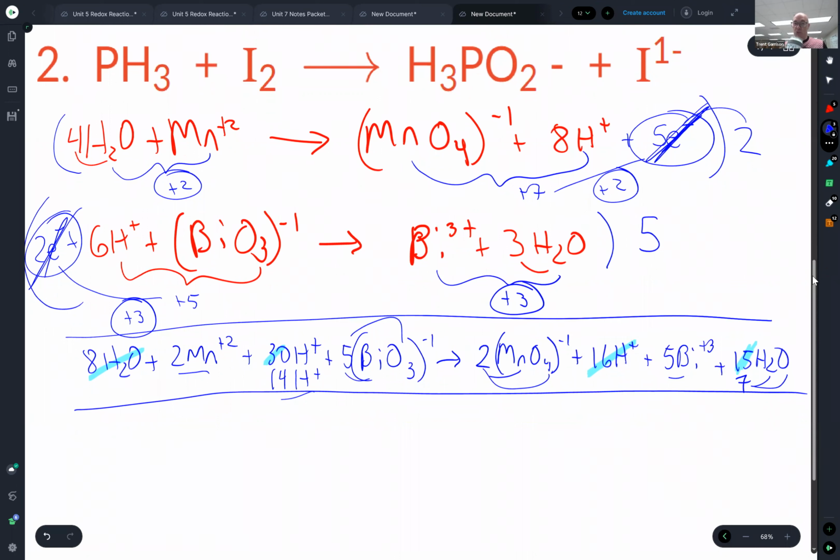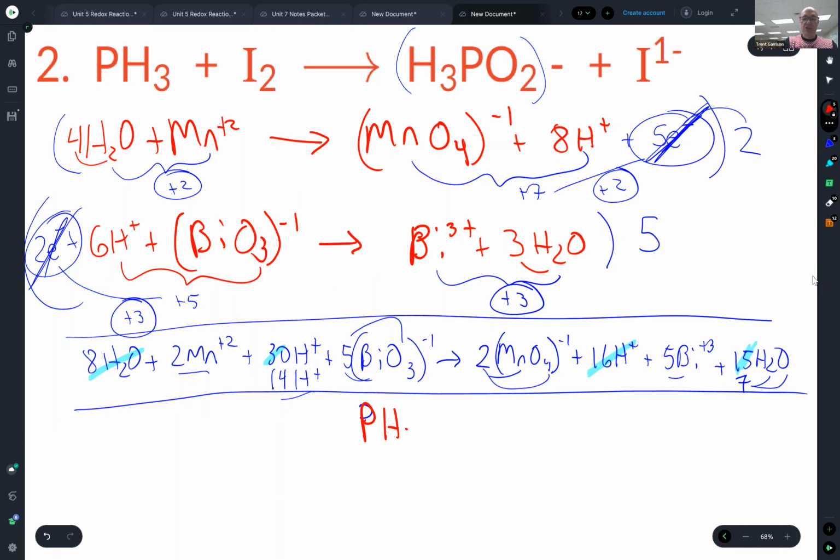Okay, now jumping down to number 2. What we got is, again, a scenario where I have hydrogens and oxygens, but honestly, the hydrogen and oxygens don't even exist in the second half reaction. So instead, what I'm going to do here is just split my half reactions right here with the phosphorus, PH3, and it's going to go to H3PO2 -1. And then the second half reaction is going to go I2 producing I-1.